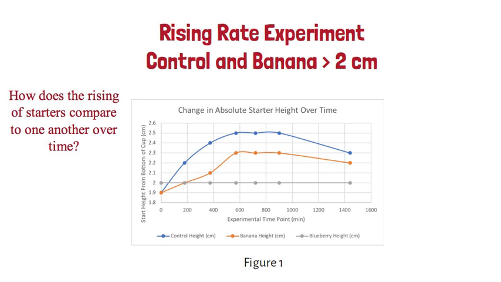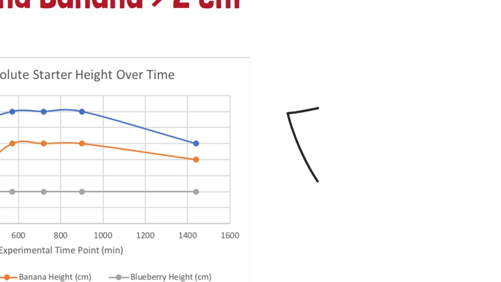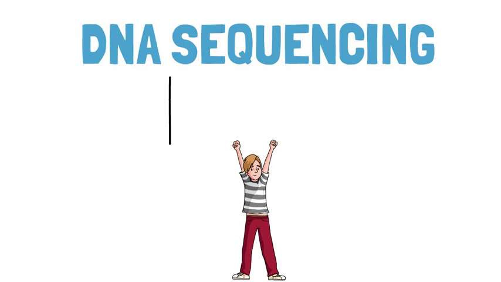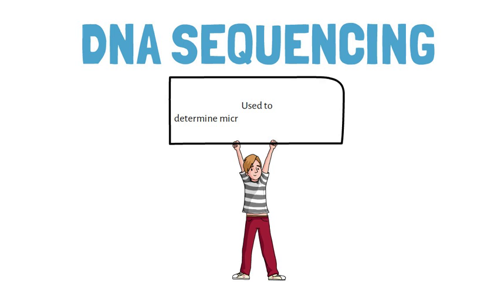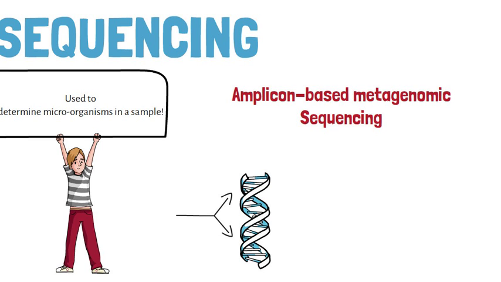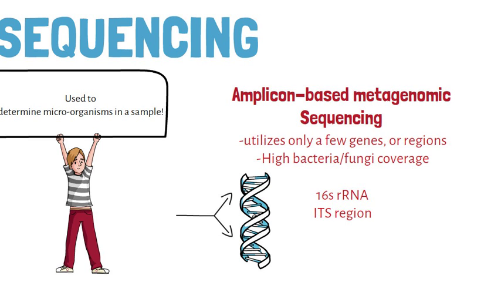After documenting the physiological changes in my starters over a set number of weeks using my blog, the samples were then sent to undergo DNA sequencing to help determine the microorganisms in the sample by the order of base pairs in the nucleic acid sequence. Only a few genes or regions were sequenced within the genome, which were the 16S rRNA gene and the ITS region. This is called amplicon-based metagenomic sequencing.